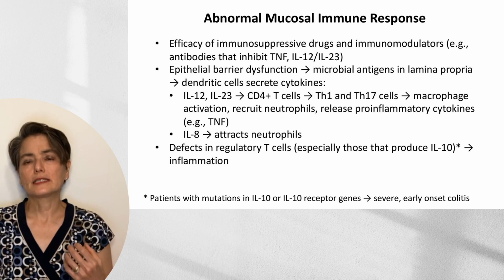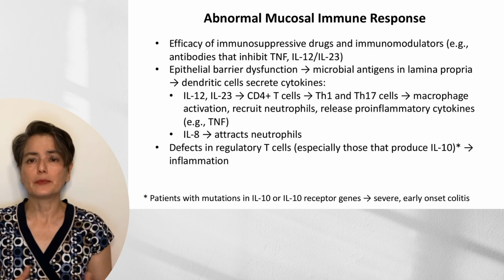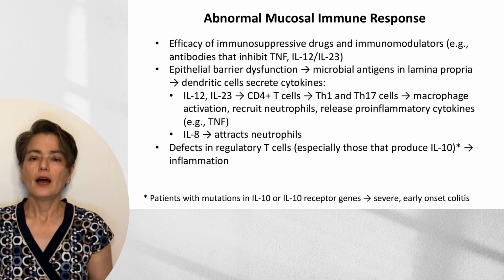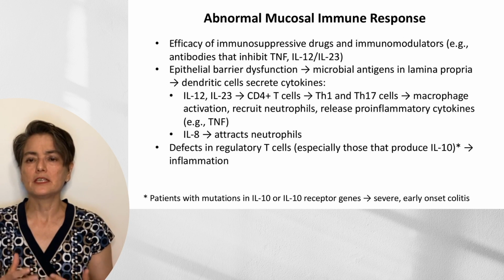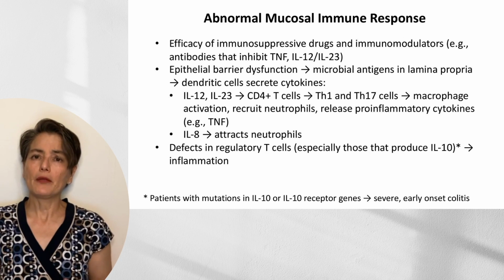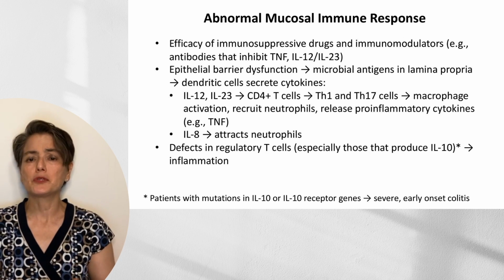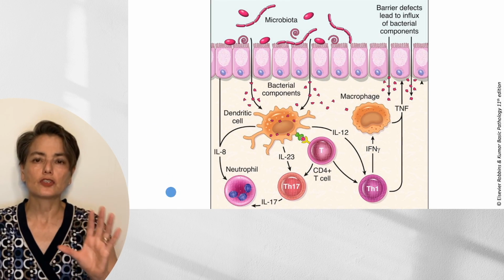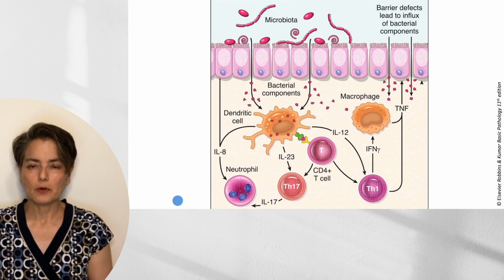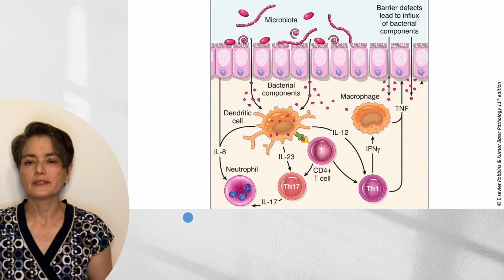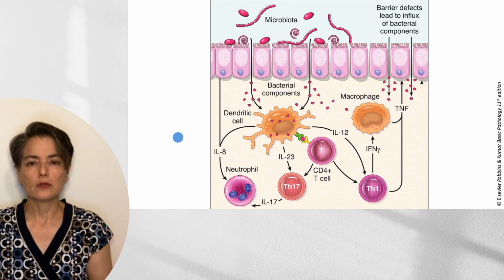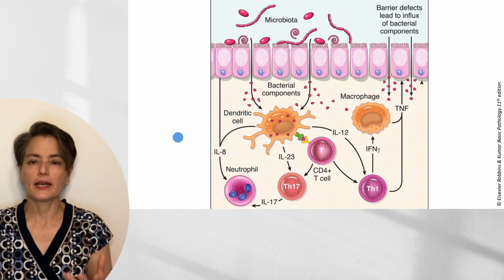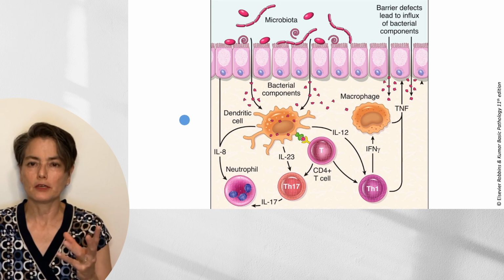We also know that defects in regulatory T cells can be seen in inflammatory bowel disease, particularly defects in T cells that produce IL-10. And we know about this association because in rare patients who have a mutation in IL-10 or IL-10 receptor genes, these patients tend to have severe early onset colitis. Now I'm going to show you an image that covers all of the pathogenesis, but I just want to focus on the altered immune response because I just gave you this whole long list of interleukins and cytokines, and I think it's good to look at it while it's still fresh in your mind.